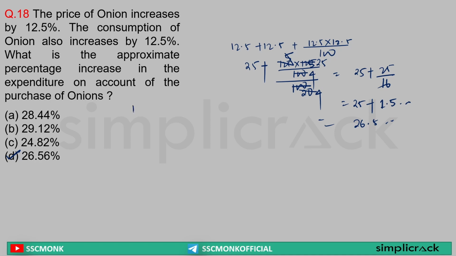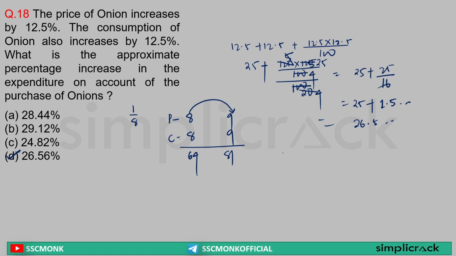Now, if you do not remember this formula, what do you understand? 12.5% means 1 by 8. Sir, it says the onion price was previously 8, now it is increased by 1, that means 9. This is the price. Consumption, sir, previously consumption was 8, now it is increased by 1 by 8, so it is 9. So what is the total expenditure? Previously it was 64, now it is 81.